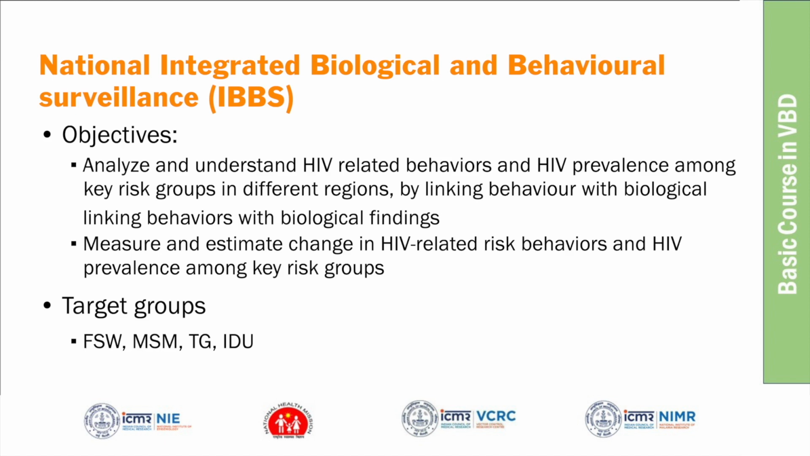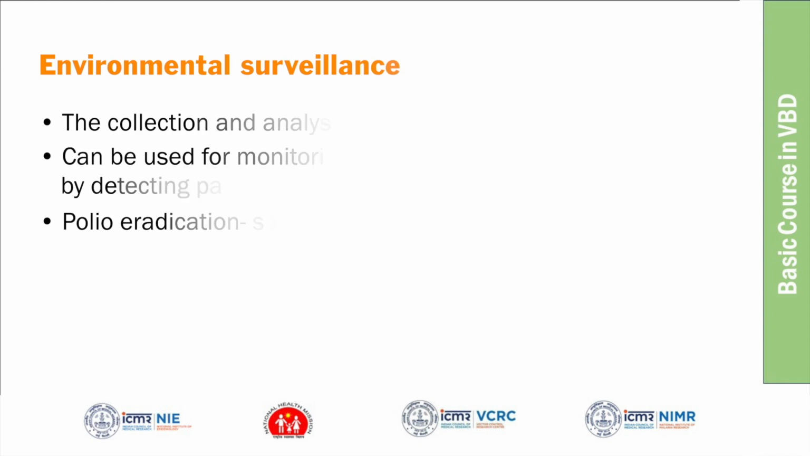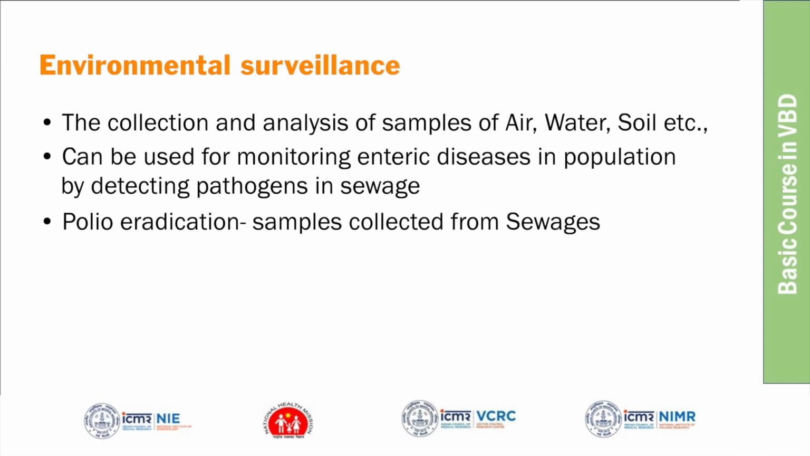We can take another disease also, maybe TB risk groups, COVID groups. We can take any behavior related disease and collect the data. And environment. Data samples collected from air, water, soil, etc., is called environmental surveillance. In health, it's used for monitoring endemic diseases, like detecting pathogens in sewage for polio. For polio also, we are collecting samples from sewage. So basically, we collect environmental samples, maybe air, water, and soil.